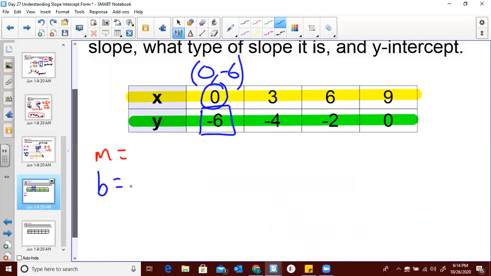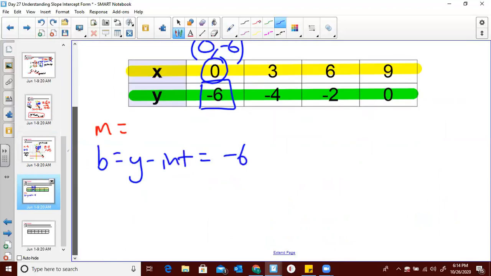So our y-intercept, since we haven't seen this in a while, b equals y-intercept is going to be -6. All right. Now we have to think a little bit more about this rise over run. So remember, we're looking for slope, which is rise over run.